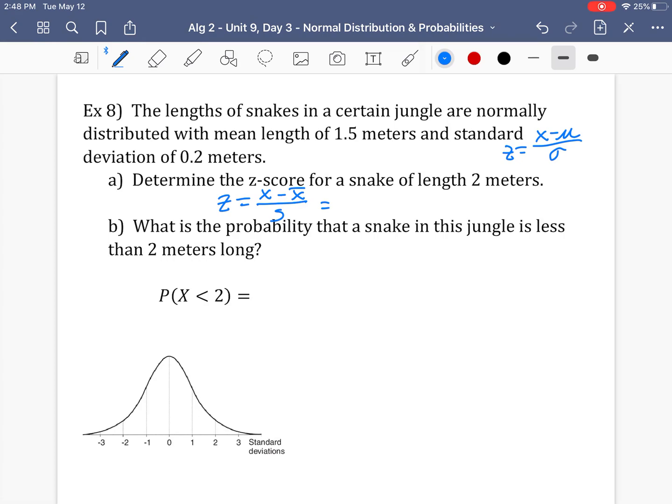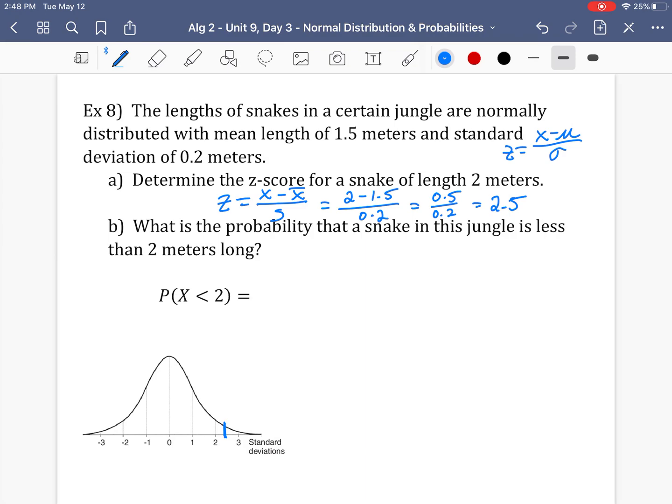All right, so determine the z-score for 2 meters. So I'm going to do 2 minus 1.5, the mean, over 0.2. So 2 minus 1.5 is 0.5. So 0.5 over 0.2. Get your calculator, it comes out to 2.5. So on my z-score, I am right here.